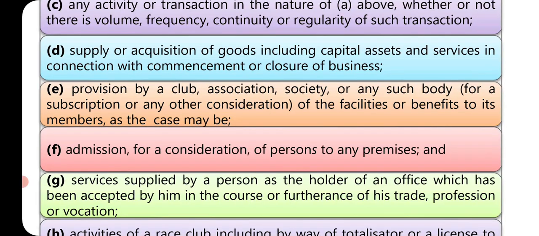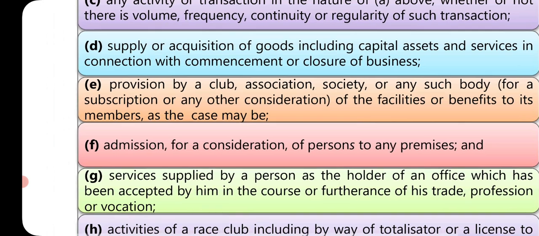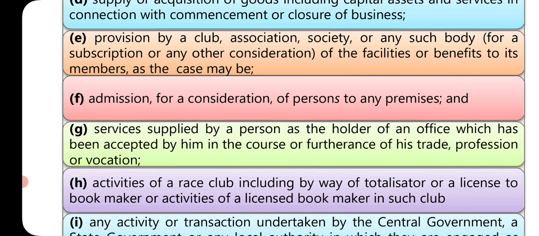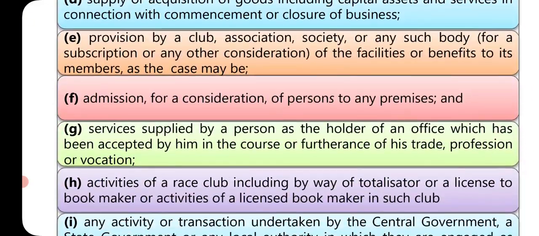Okay, next, provision by a club, association, society, or any such body for a subscription or any other consideration of the facilities or benefit to its member, as the case may be. Okay, so here club, association, society, whatever benefits or facilities are given to the members, that is also part. Admission for a consideration of a person to any premises. Okay, so all these events are happening, whatever consideration is paid in respect to that, that is also part of your business.